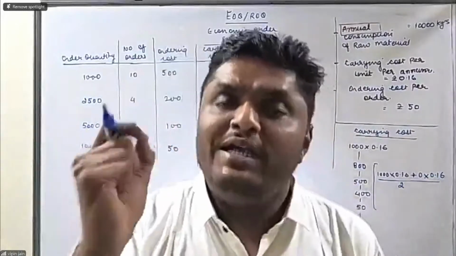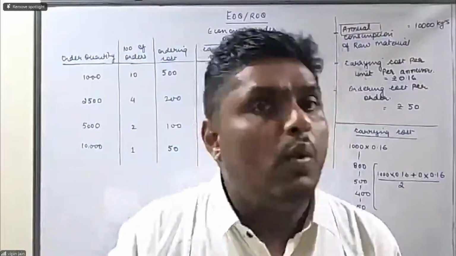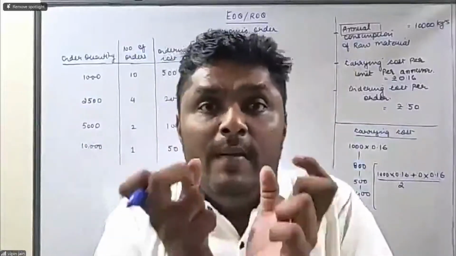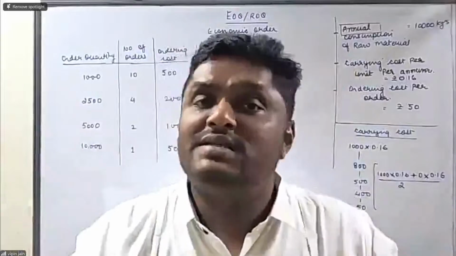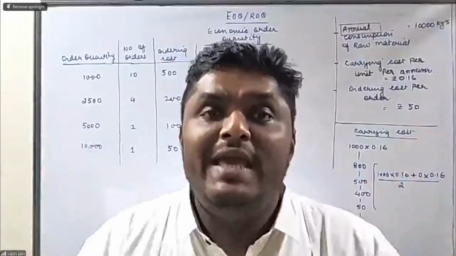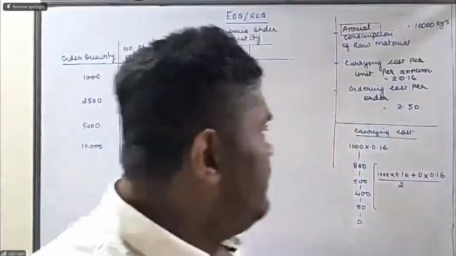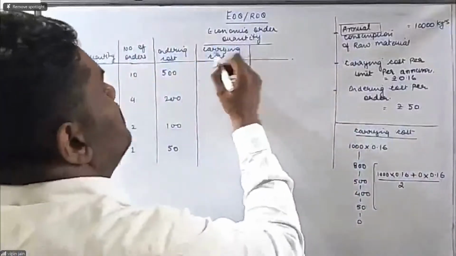So my point is very important. Carrying cost is not levied on order quantity. It is levied on average quantity. Why average quantity? Because carrying cost will not be levied consistently on 1,000 units. It keeps on reducing. So better we should take the average quantity. So very important, guys, this carrying cost.